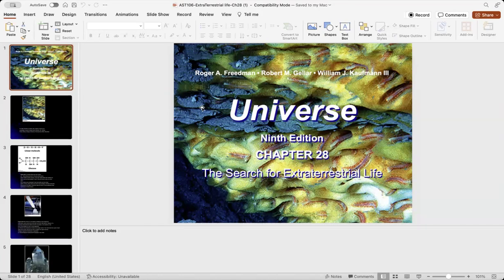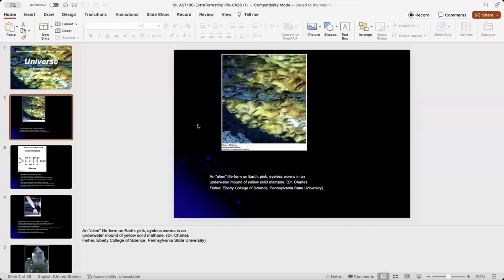The picture that you see in the background of this slide is a picture of pink eyeless worms, which are found in the underwater yellow mound of solid methane. The purpose of showing this picture is that in order to find extraterrestrial life, first we should find alien life forms on Earth, meaning life which lives in very different kinds of conditions than we are used to, or which has very different characteristics.